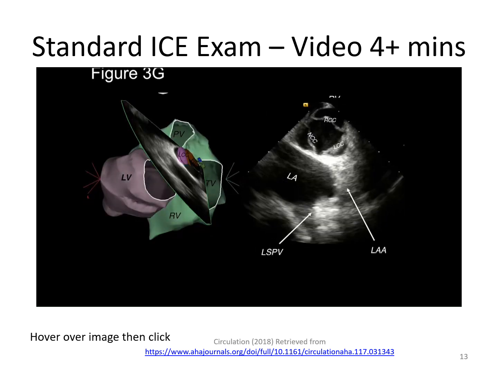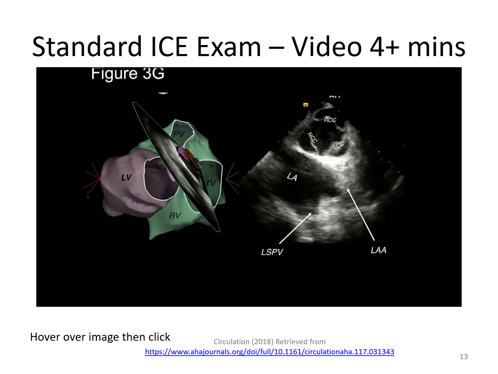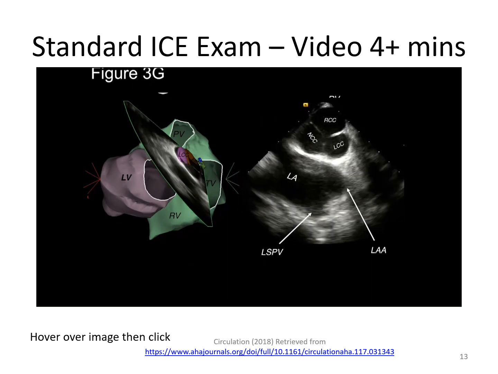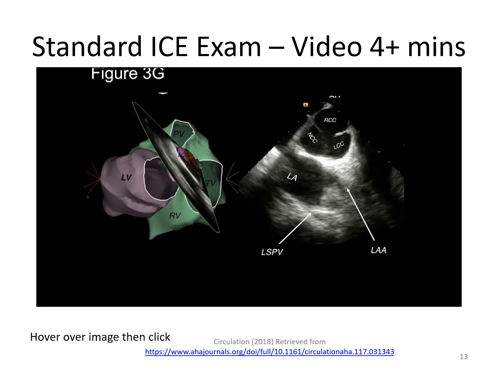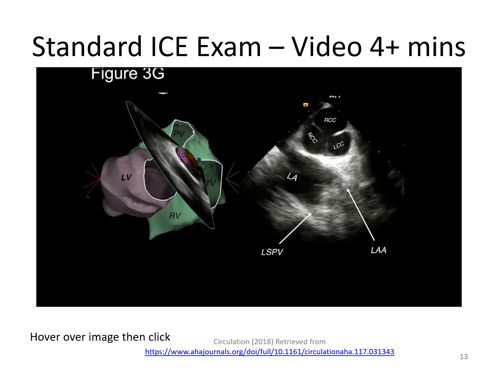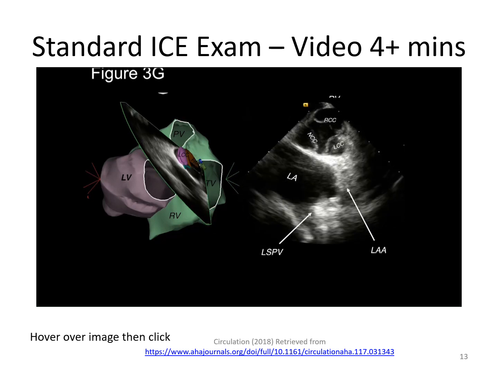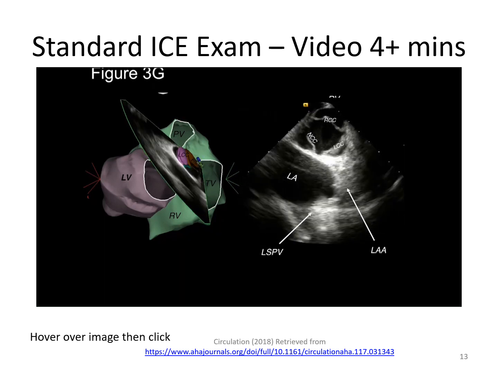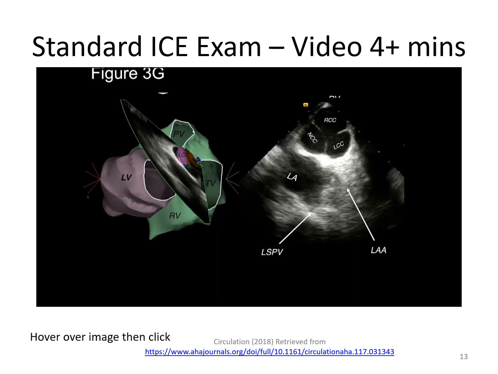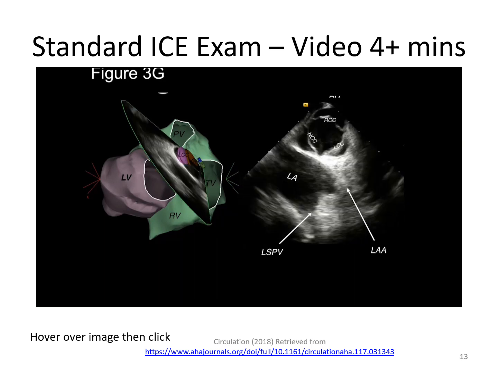The next imaging plane shows the aortic cusps. The right ventricular outflow tract is placed in the anterior aspect of the imaging window. Behind the RVOT and most anteriorly is located the right coronary cusp. The left coronary cusp is left and posterior. The non-coronary cusp is the most posterior and it's anterior to the left atrium.